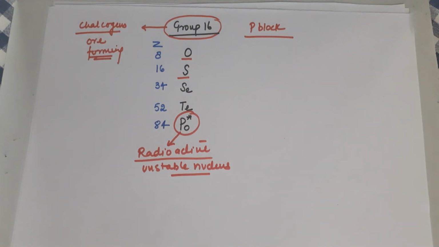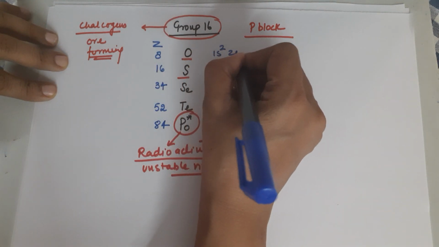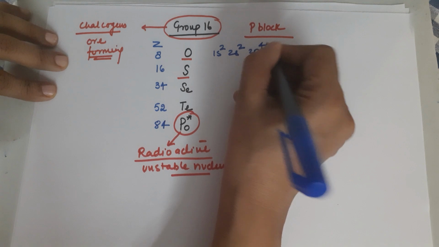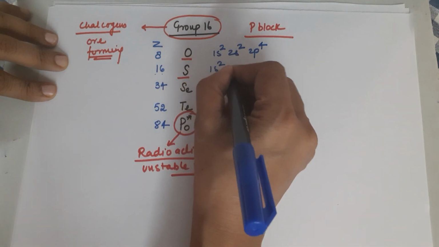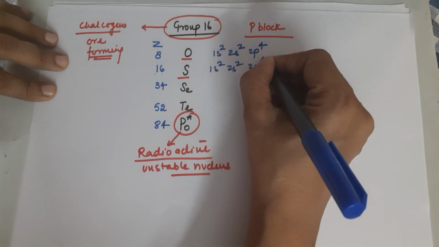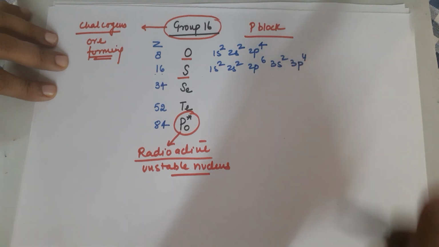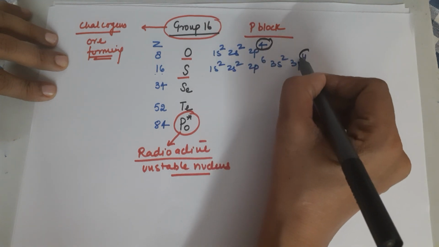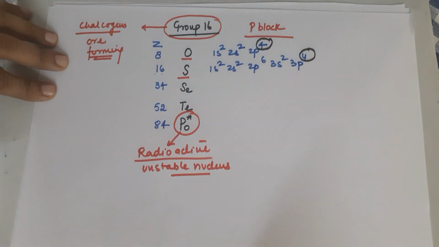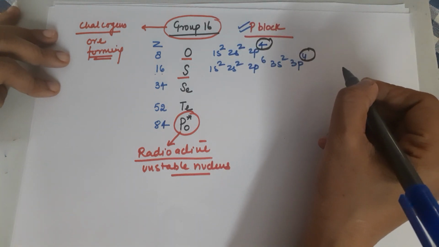Coming to the electronic configuration for these members. The first member is oxygen, having 8 protons and electrons. So 1s2, 2s2, 2p4. Coming to sulfur with atomic number 16, 1s2, 2s2, 2p6, 3s2, 3p4. Now what's common in both of them? Why are they grouped together? The reason is they have got 4 electrons in the outermost p subshell. That is the reason they belong to the P block of elements.